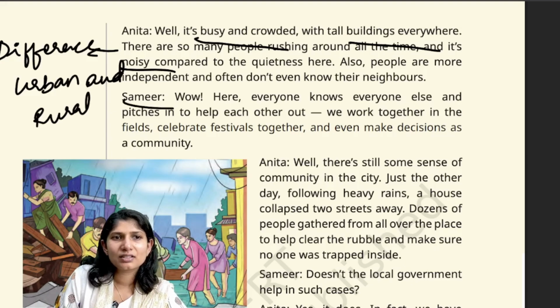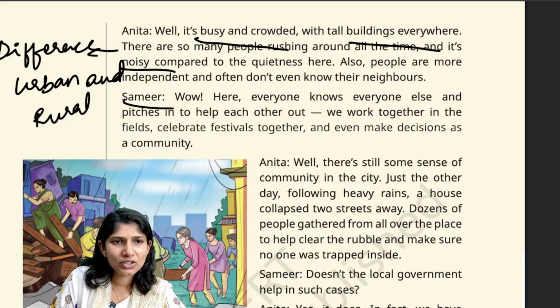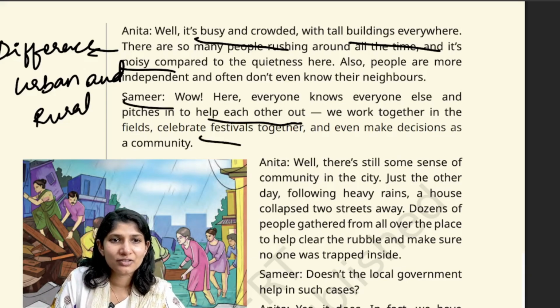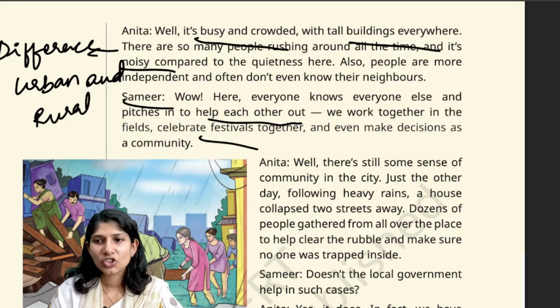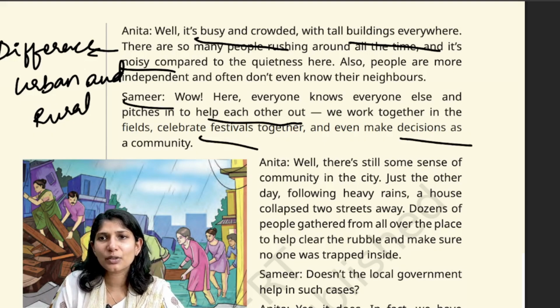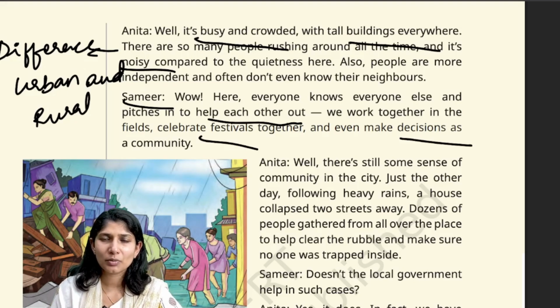Now, Samir says that in rural areas everybody knows each other and helps each other. They come together and celebrate festivals. And any decisions that have to be made, they make as a community. So this is the difference we are speaking about between urban and rural livelihood, especially from a society perspective.